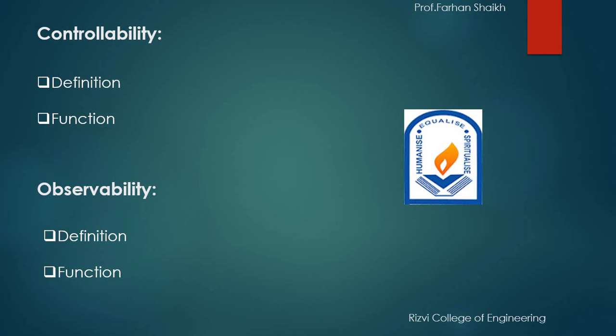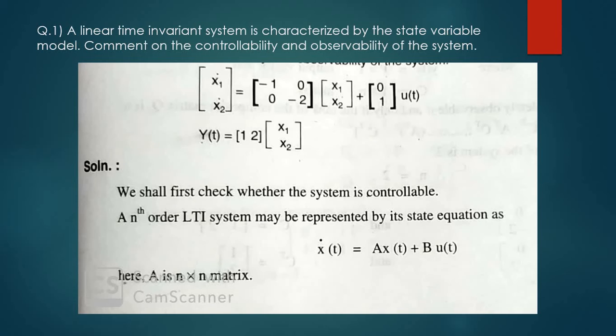So that is the definition and the function of observability, whereas controllability is related to the input, and observability is nothing but applying some measurement at the output side. These are the two very important terms, and based on this, problems can be asked in the exam. So we'll take another example based on controllability and observability.